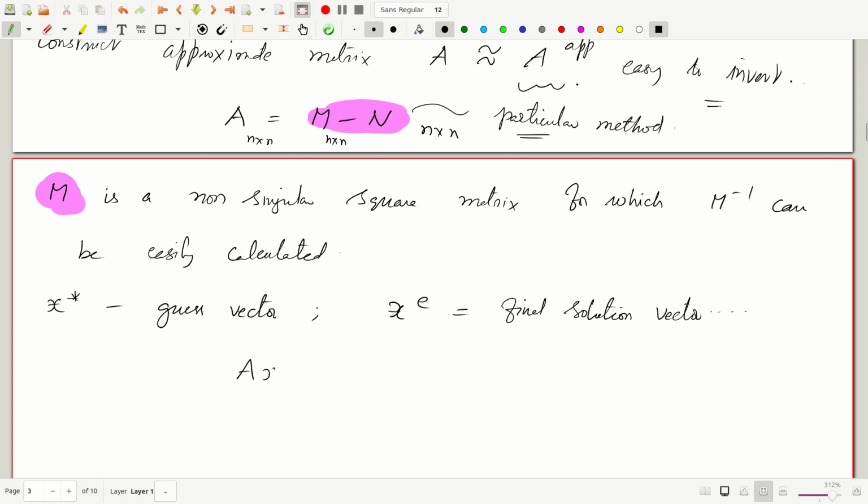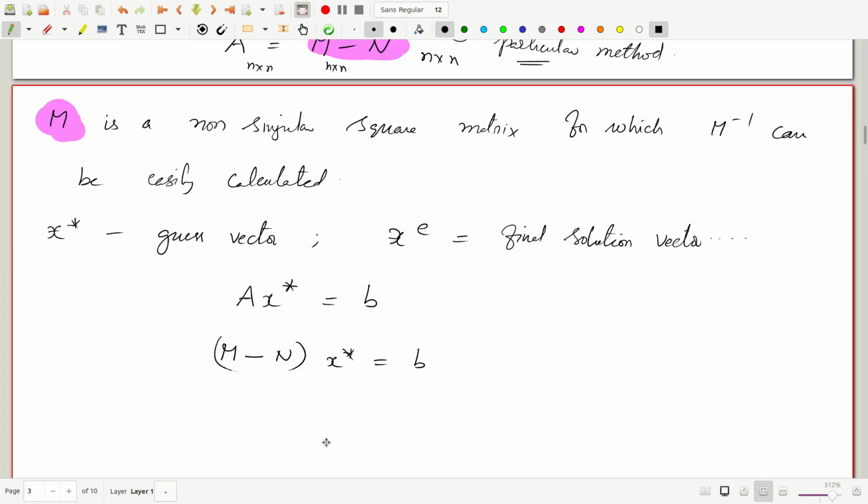Then we can write A x star would be equal to b, right? Essentially, this would not be equal as such, but we basically have a guess value, because this guess would not satisfy the value. So what we mean to say is that you start off with some guess value for x star, then I can split this A into (M minus N) times x star equals b.